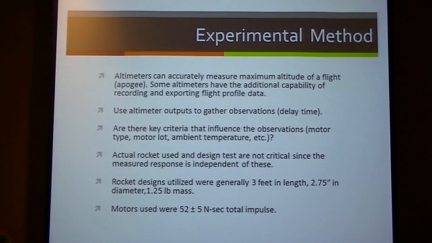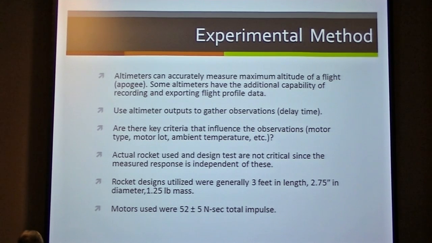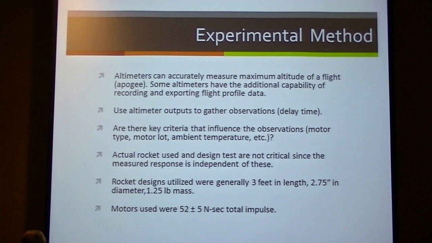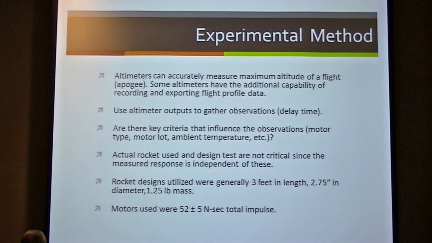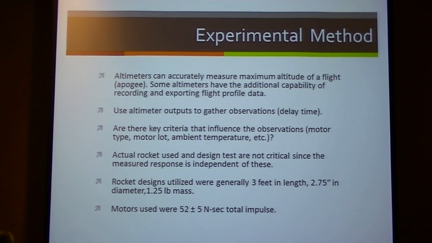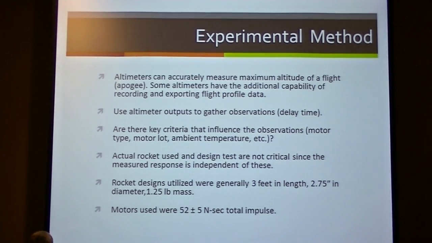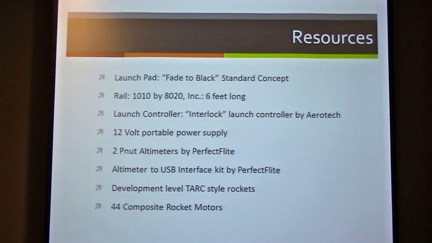Now, just some background on this experiment. I used some altimeters that record 20 data points per second and then save that data collection for each flight, and then you can export them to a computer as a stream of data over time. The actual rocket used in this doesn't really play a role, since the rocket does not change the performance of the motor in any way. A rocket will not change a 6 second delay motor to being a 7 second delay motor. However, the rockets are generally about 3 feet tall, 2¾ inches in diameter, and about 1.25 pounds in mass. All the motors were F motors, 52 plus or minus 5 newton-seconds in total impulse. Here is a list of the resources I used: a launch pad, 2 altimeters, some rockets, and 44 composite motors.